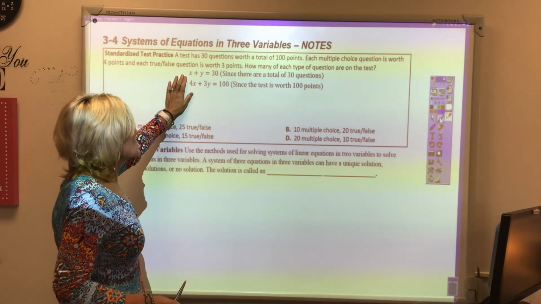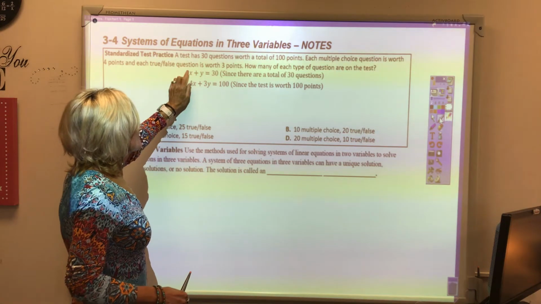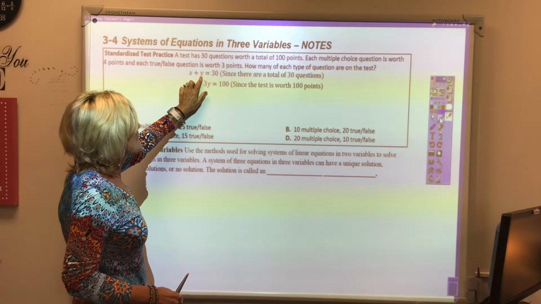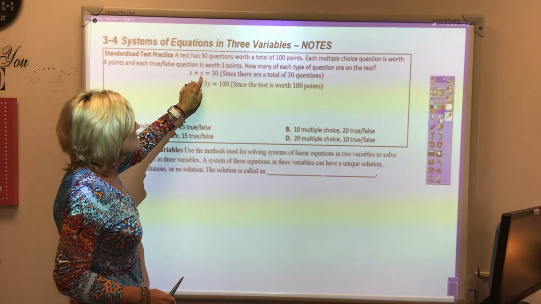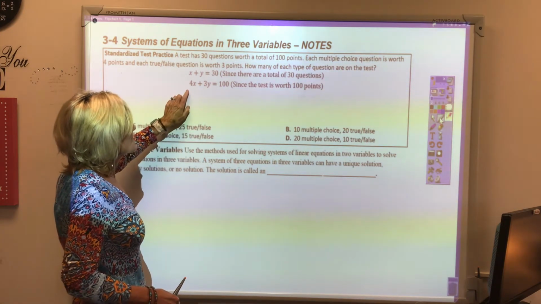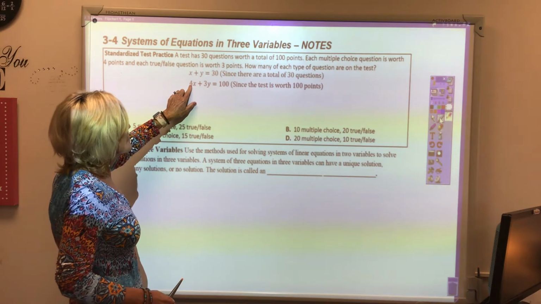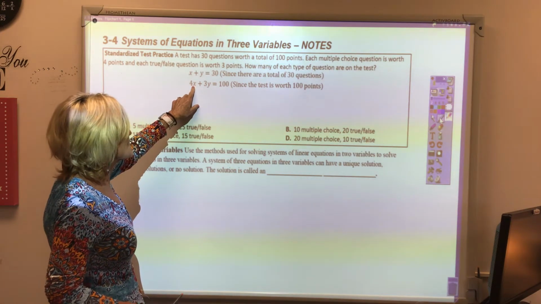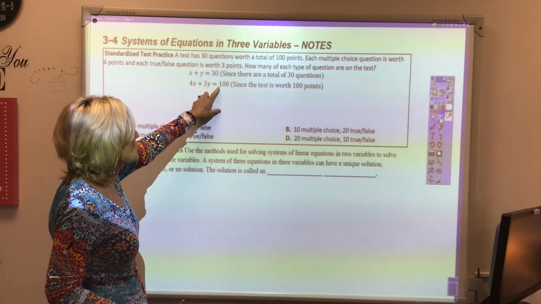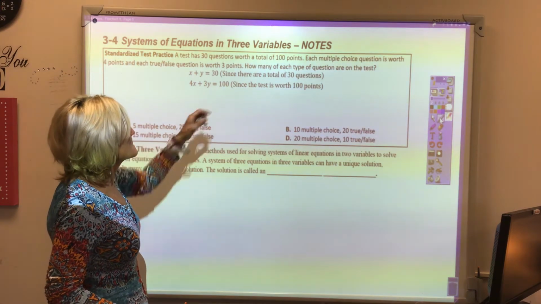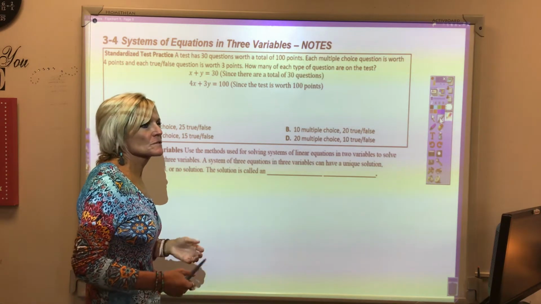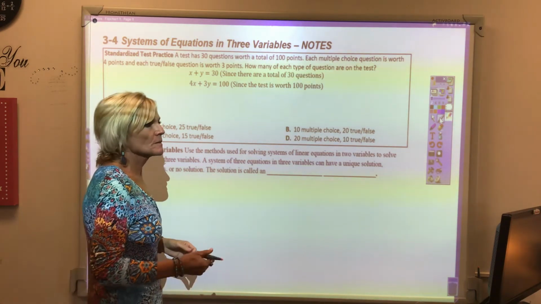So the first equation gives us the number of multiple choice problems, x, plus the number of true-false problems, y, equals a total of 30 questions. The second equation gives us our point value. So 4 points for every multiple choice question plus 3 points for every true-false question gives us a total of 100 points. And I like to use elimination as the preferred method. You could use substitution either way, but I'm going to use elimination.